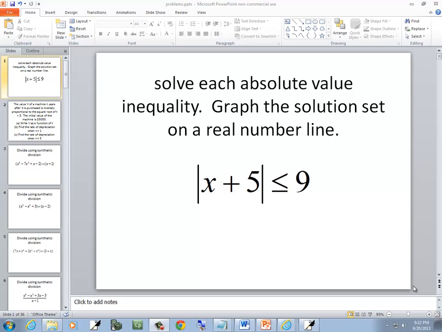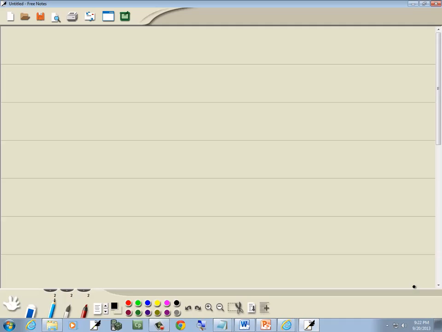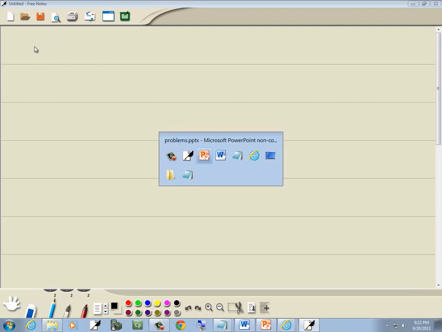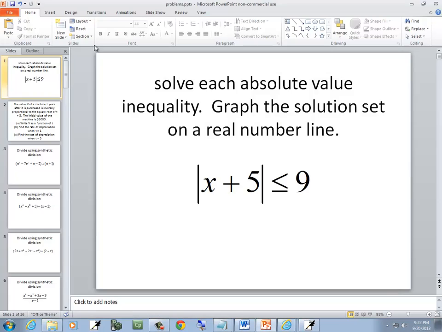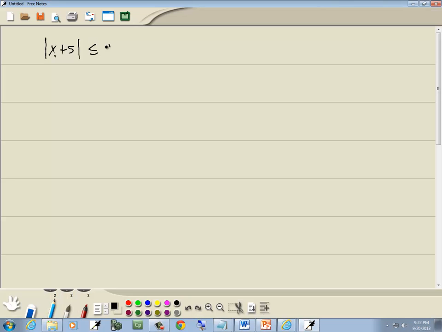In this problem, we want to solve this absolute value inequality and then graph the solution set on a number line. Let's see, we've got the absolute value of x plus 5 is less than or equal to 9. Now the absolute value has to be by itself on the left side, no numbers in front of it, no numbers after it. And it is.